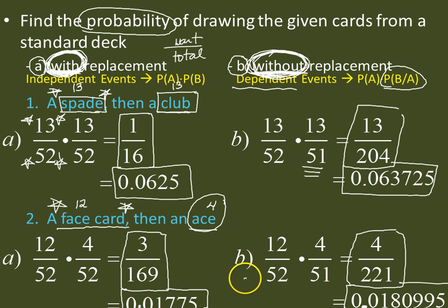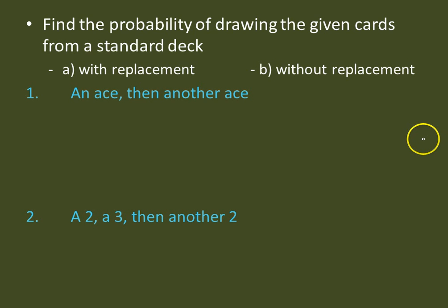Okay, so a big difference when we talk about that conditional probability, that probability when we're not putting cards back in these situations. Okay, so always look for that conditional probability. So the next one, same questions except 2 more examples.